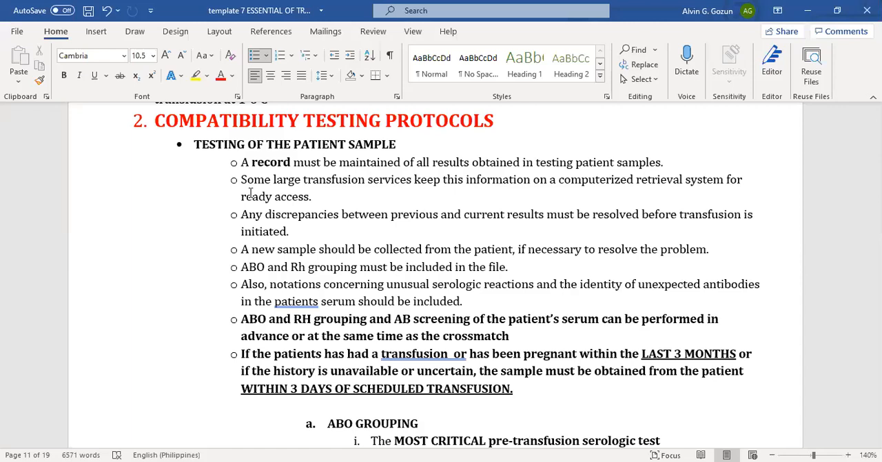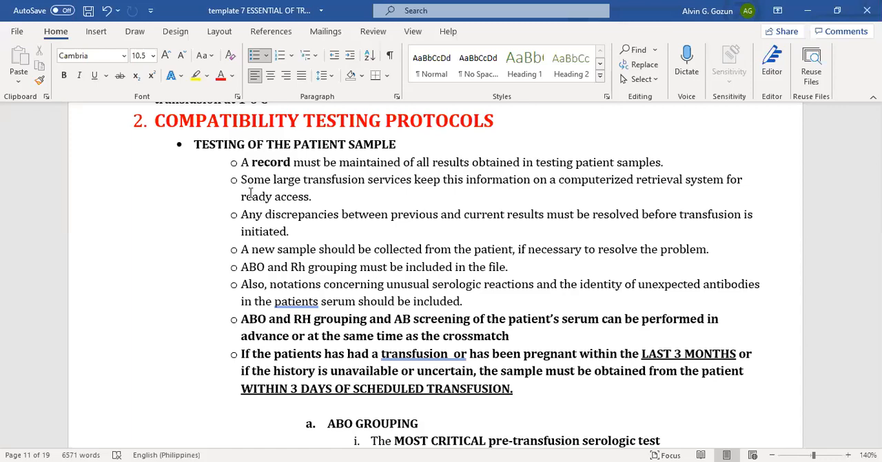Again, ABO and RH blood typing or grouping must be included in the file. Also, notations concerning unusual serologic reactions and the identity of unexpected antibodies in the patient's serum should be included. So ano ba yung mga itetest natin doon sa patient or recipient sample? Number 1, ABO and RH grouping or blood typing. Kailangan yan. Ano pa? We do antibody screening of the patient's serum.